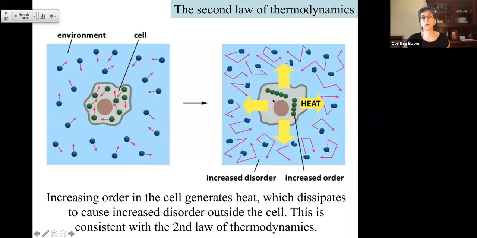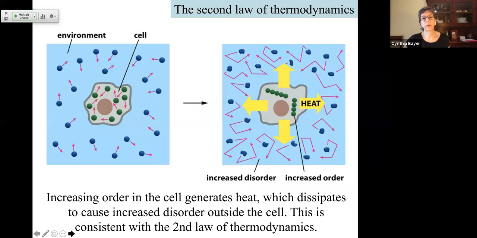converted to the lowest form, the most disordered form of energy, which is heat, and that heat will be dissipated out of the cell, increasing the disorder of the universe. So that second law of thermodynamics is that every energy transfer or transformation will lead to increased disorder of the universe. Even if there's more order locally, it will contribute to more disorder of the universe.